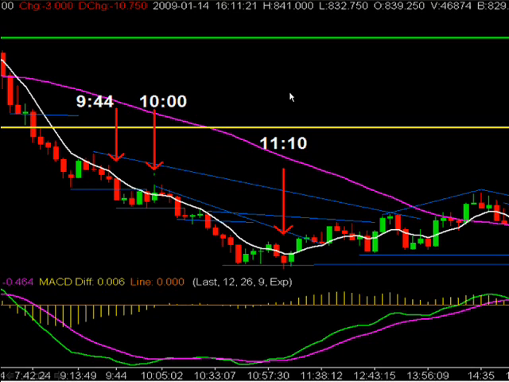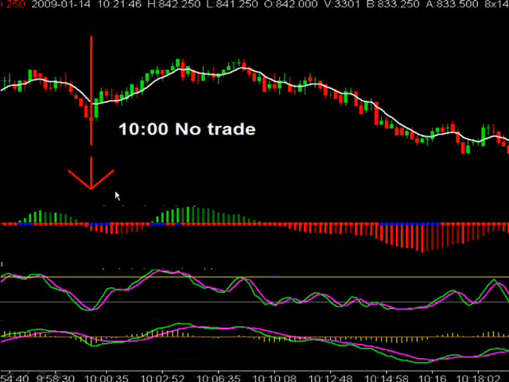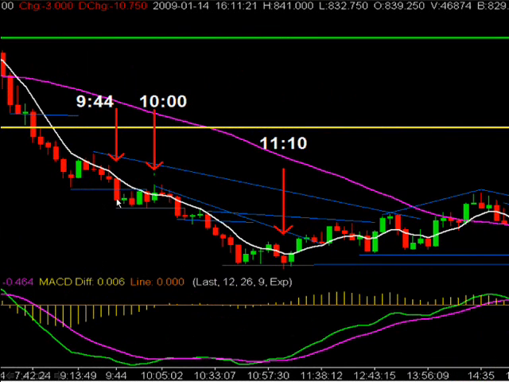But anyway, at 9:44, you can see that the bar that got me in actually was breaking a trend line. So that's nice. It's breaking a trend line, and it's setting up a scalp trade as well. So I took it. So anyway, was hoping for a bigger move, but that worked out just fine.